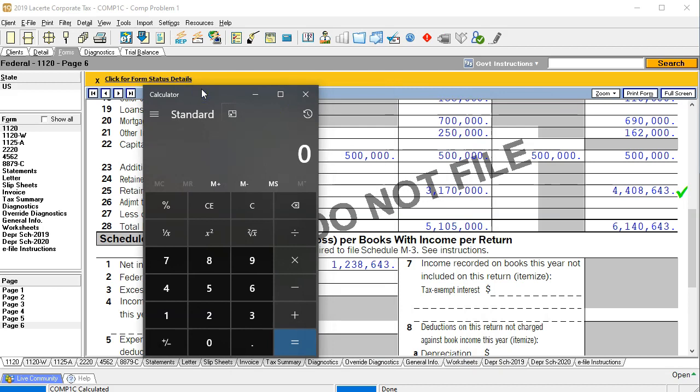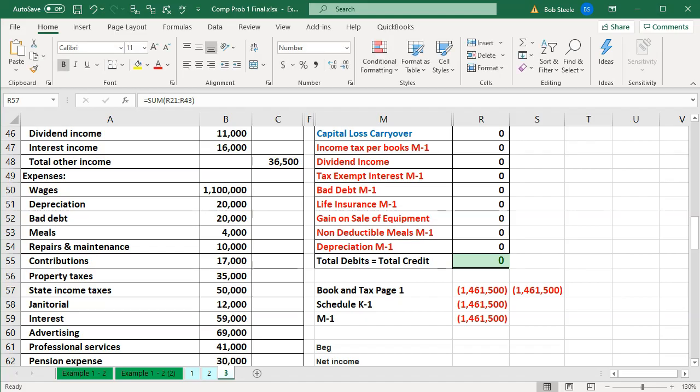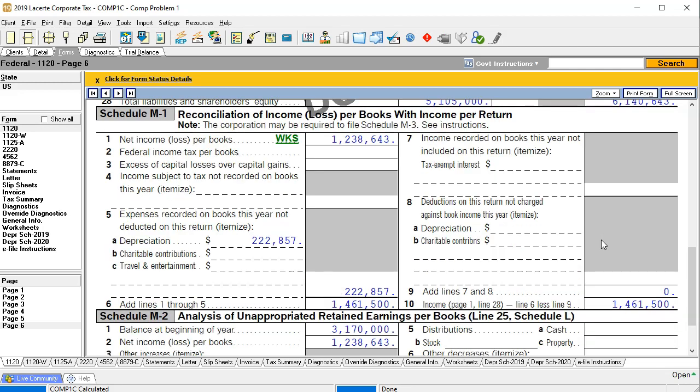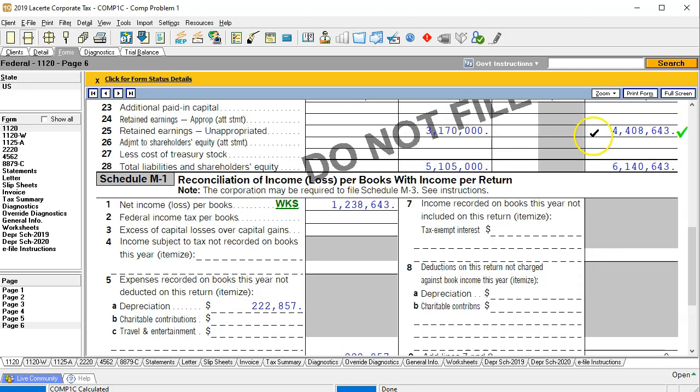If we subtract these two numbers out, retained earnings, 4,408,643 minus the 3,170,000, that's this number for the book balance. But that's not what we had on the first page. The first page had this number, and that is actually the ending number being used here. And it's not being used. So something's wrong. The change between these two numbers should be this number. Now, why is this number different? Because of the M1 adjustment.